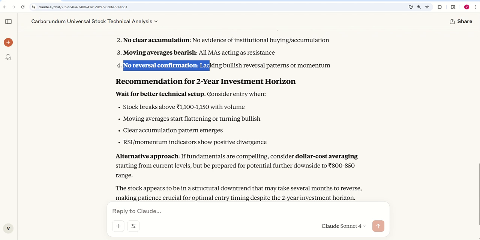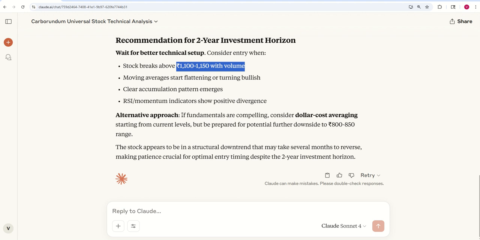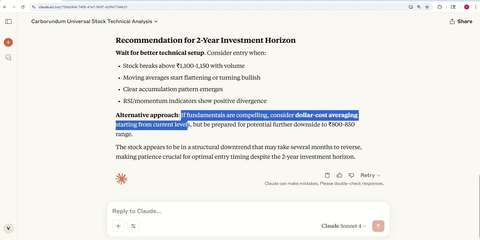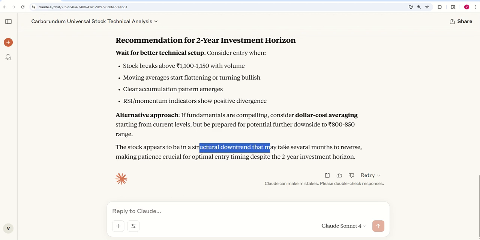What it recommends for the 2 year horizon is considering entry only when it breaks these levels. Alternative approach: if fundamentals are compelling, consider dollar cost averaging from current levels, but be prepared for further downside. It is telling that the stock could go down further, to 800 to 850. The stock appears to be in a structural downtrend that may take several months to reverse, making patience crucial for optimal entry despite the 2 year horizon. It says, though you have a 2 year horizon, you have to patiently buy the stock rather than an aggressive buy.